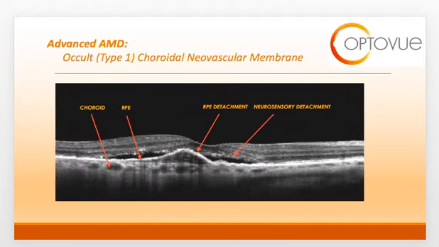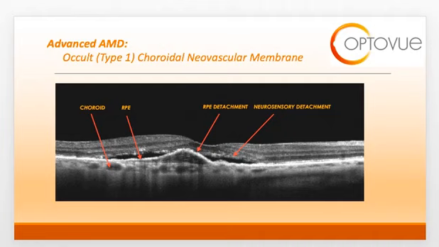The second form of advanced AMD is the development of a choroidal neovascular membrane. There are several types of CNV. Type 1 CNV involves the formation of abnormal blood vessels that originate in the choroid, extend through Bruch's membrane, but do not extend above the RPE. They, what we like to say, lay low.